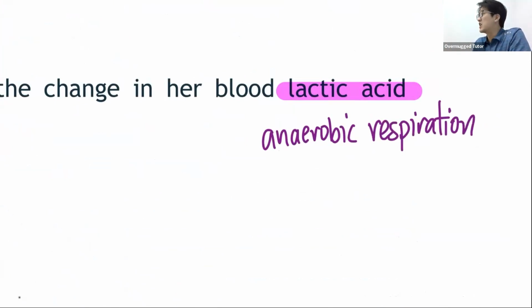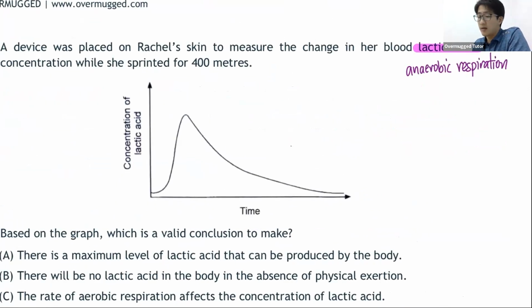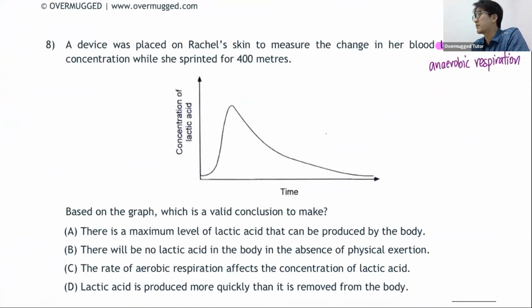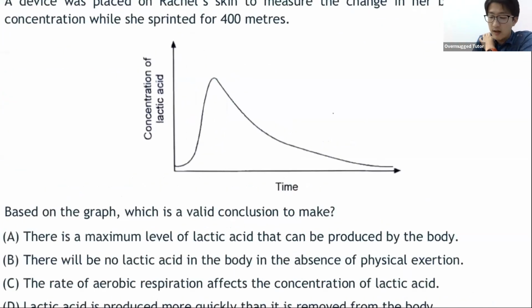And this question is actually more about understanding the graph than the content of anaerobic respiration. Let's look at statement one. There is a maximum level of lactic acid that can be produced by the body. We cannot actually tell that.